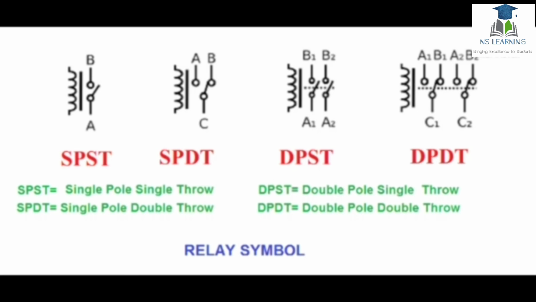Now let's see the types of relay. There are different types of relay. First is SPST, single pole single throw. Second one is SPDT, single pole double throw. Third one is DPST, double pole single throw, and fourth one is DPDT, double pole double throw. First we see SPST, single pole and single throw.